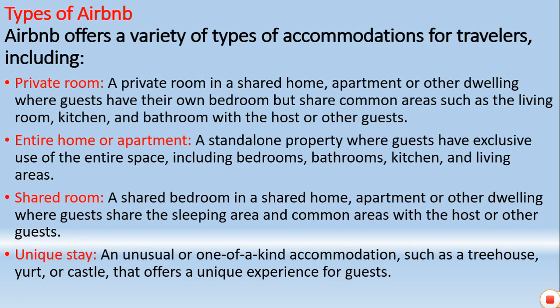Types of Airbnb. Airbnb offers a variety of types of accommodations for travelers, including private room, a private room in a shared home, apartment, or other dwelling where guests have their own bedroom but share common areas such as the living room, kitchen, and bathroom with the host or other guests.